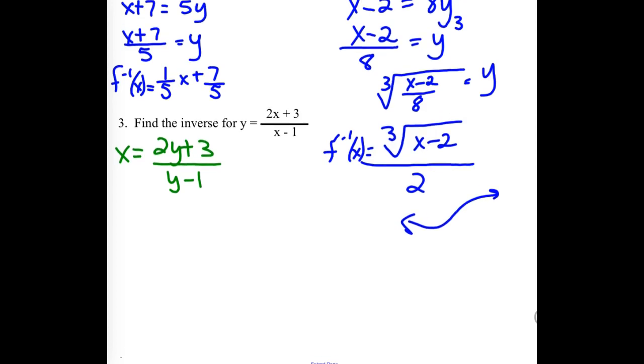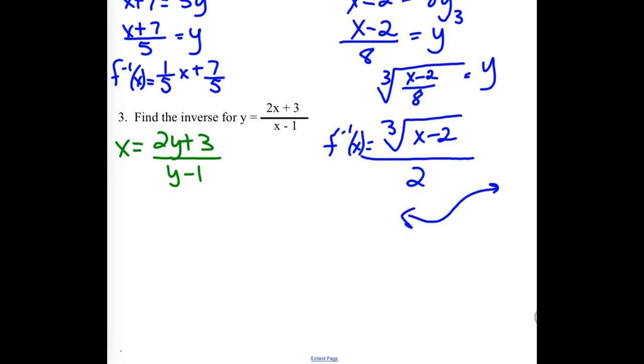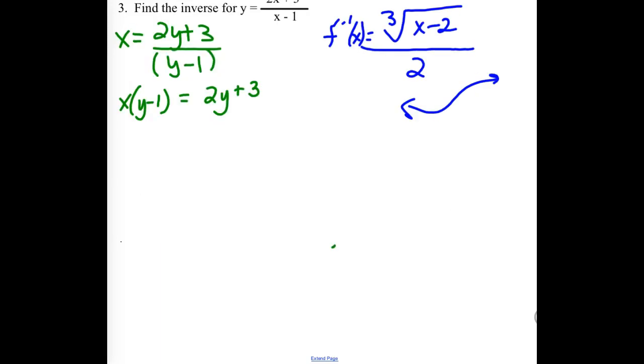First thing I'm going to do is multiply that chunk, that y minus 1 piece, to the other side, so I don't have a fraction to deal with. So I have x times this y minus 1 equals 2y plus 3. Then I'm going to distribute that x. So I have xy minus x equals 2y plus 3.